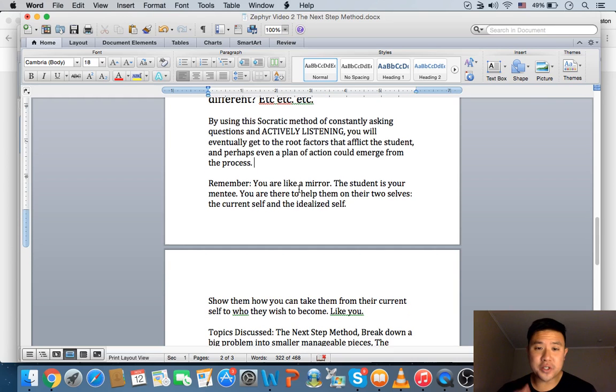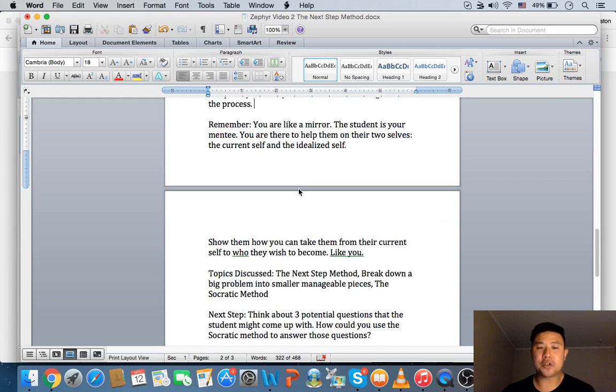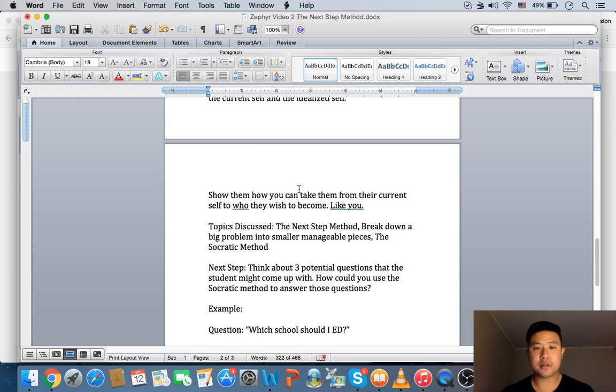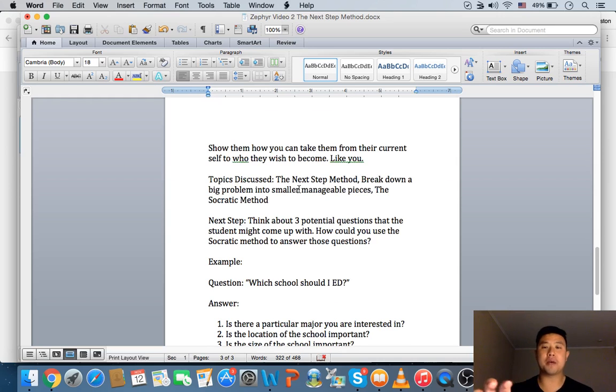Anyways, you will eventually get to root factors, and so remember, you are like a mirror. The student is your mentee. You are there to help them on their two selves, their current self and their idealized self. Show them how you can take them from their current self to who they wish to become, just like you.